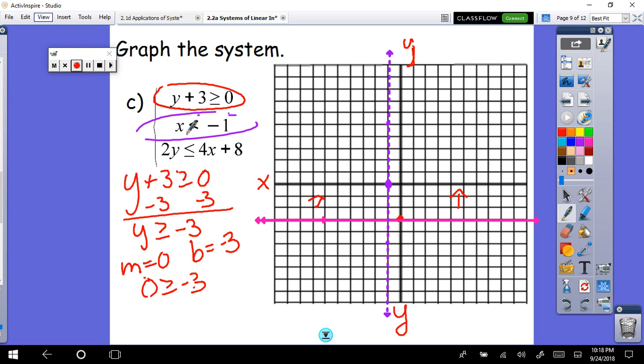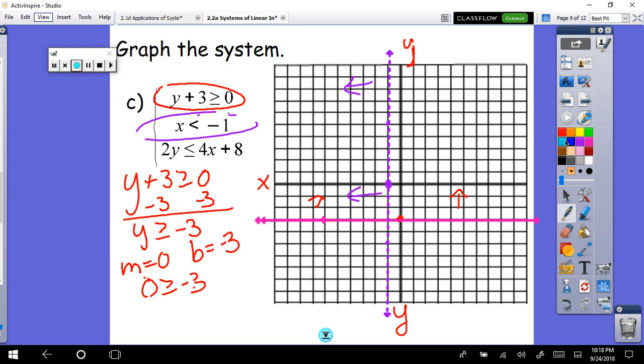Then to decide where we shade, x is less than negative 1, so we're going to be shading to the left of that. So far we got this square right here is where they're going to overlap, over here to the left, above the pink and to the left of the purple dashed.